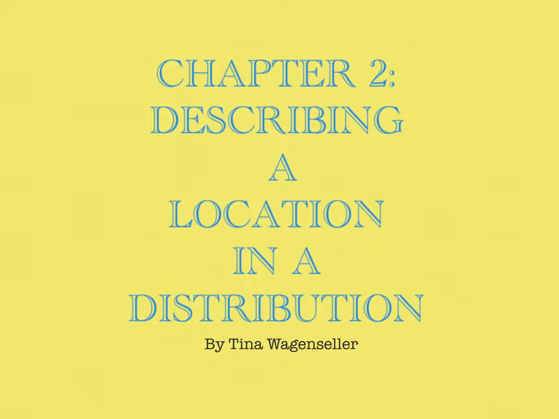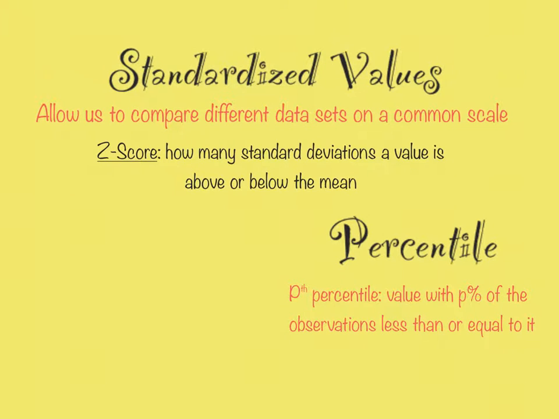This video will be explaining Chapter 2, which is describing a location in a distribution. Standardized values allow us to compare different data sets on a common scale, for example, SAT and ACT scores. A z-score is an example of a standardized value, and that is how many standard deviations a value is above or below the mean. And the equation for that, which we should all have nailed down by now, is z equals x minus mu over sigma, which is x minus the mean over standard deviation.